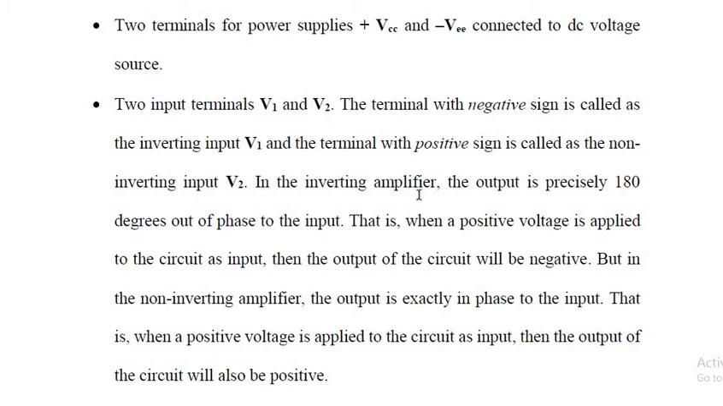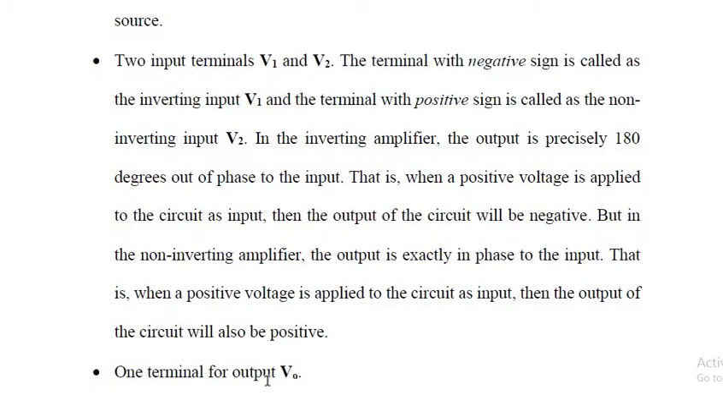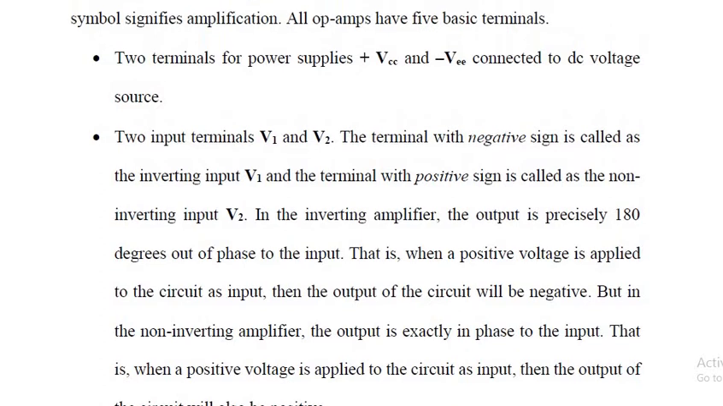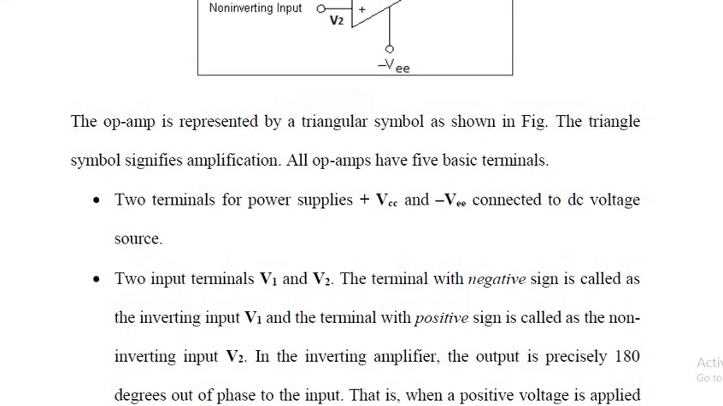In the inverting amplifier, the output is precisely 180 degrees out of phase to the input, and in the non-inverting amplifier, the output is exactly in phase to the input. There is one terminal for output, that is V0. These are the 5 basic terminals of the OpAmp.